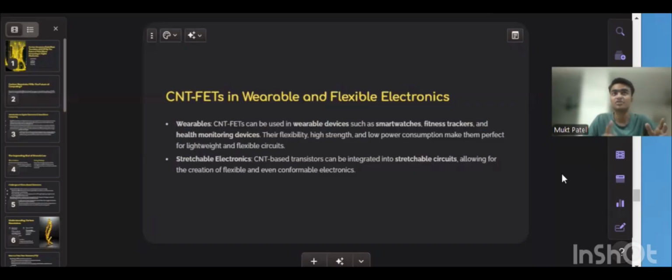Stretchable electronics. CNT-based transistors can be integrated into stretchable circuits, allowing for the creation of flexible and even comfortable electronics. These are the stretchable electronics.